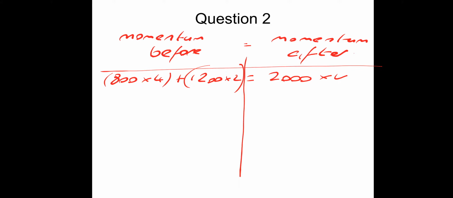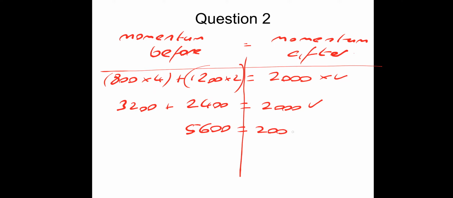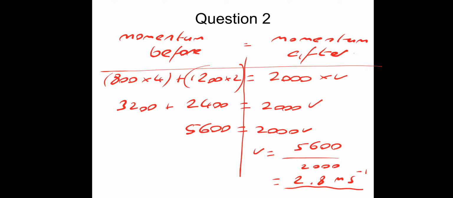If you want to calculate this and finish off, just pause. If not, 800 times 4 is 3200, plus 1200 times 2 is 2400, equals 2000 lots of V. You'll notice that the equal signs just reside on the center line. So 3200 plus 2400 is 5600, equals 2000 lots of V. So V is simply 5,600 divided by 2,000, which gives us a velocity of 2.8 meters per second. Hopefully that went okay. So let's have a look at the next one.